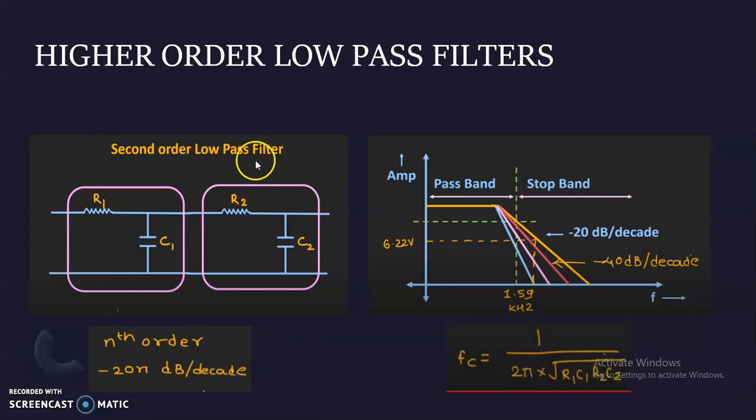Now for the second order low pass filter, the FC can be calculated as follows: 1 by 2 pi root over R1 C1 R2 C2.